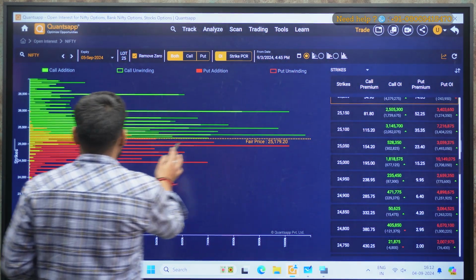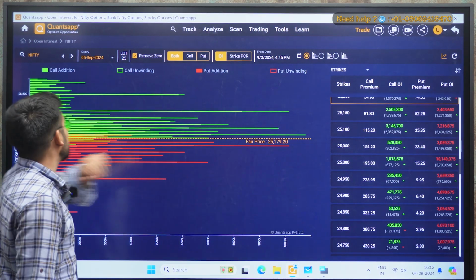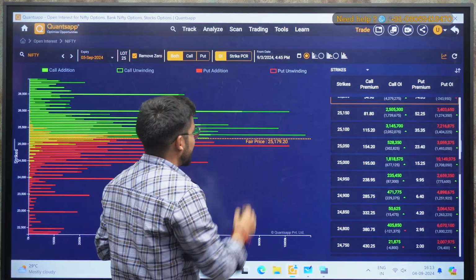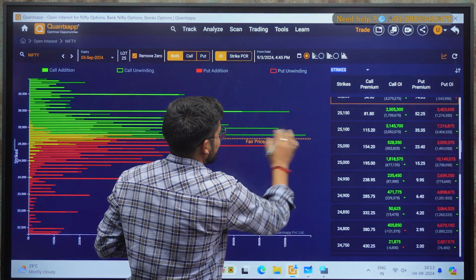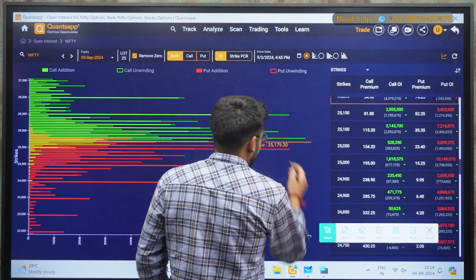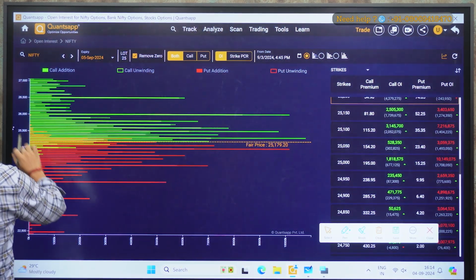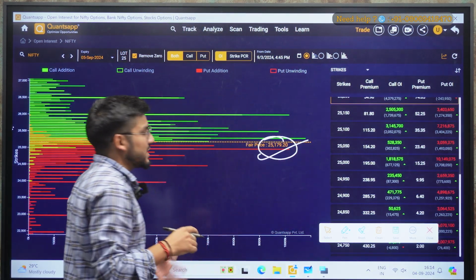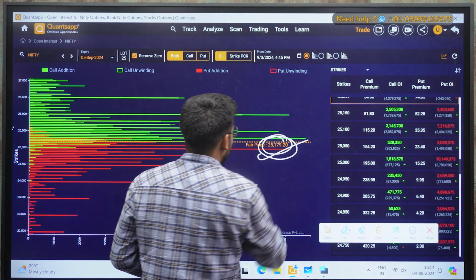Now you can see there are some red lines and green lines here, and 25,179. This is the fair price of Nifty. As we have seen, the fair price of the Nifty right now is 25,179. That is the current fair price of the Nifty. Right now the market is closed, so here we have the fair price.